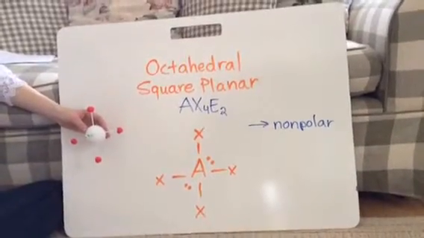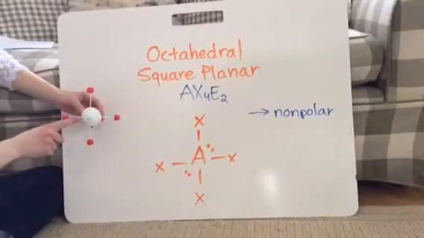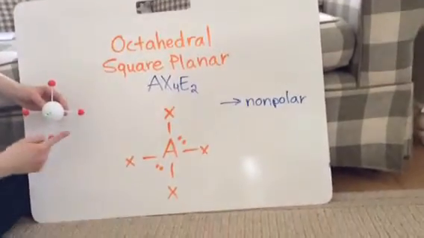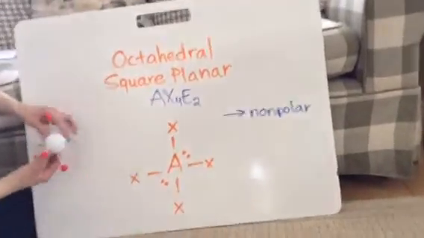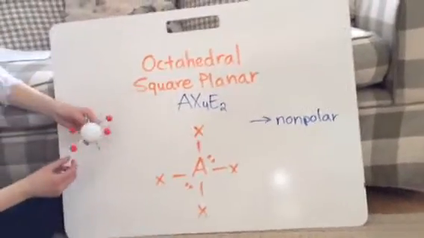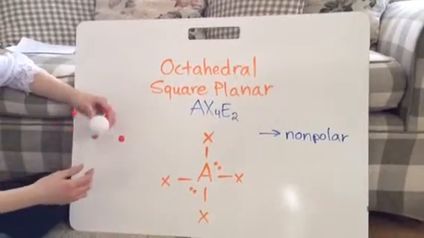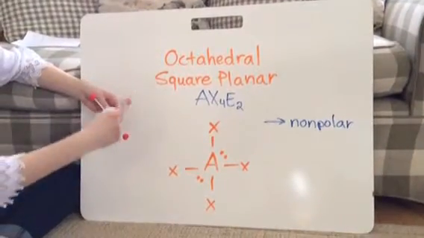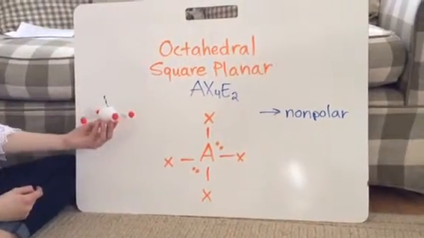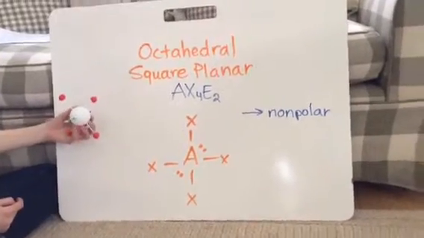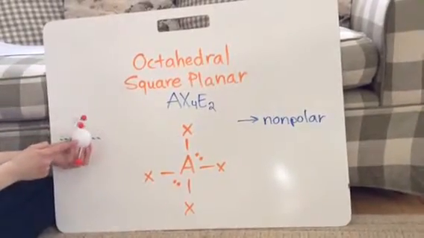Octahedral square planar is one central atom surrounded by 4 bonded pairs of electrons and 2 unbonded pairs of electrons. It gets its name square planar because the atoms make a square all in the same plane, and it is nonpolar because all of the atoms' charges cancel out and meet in the middle.